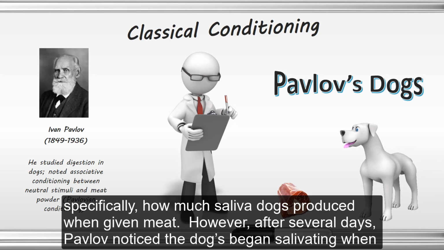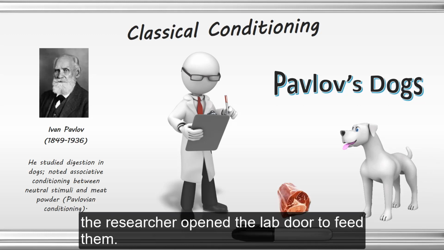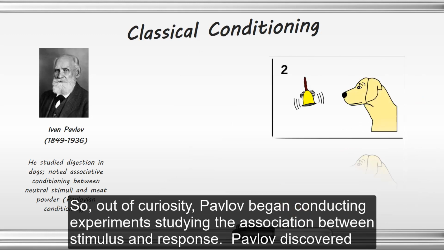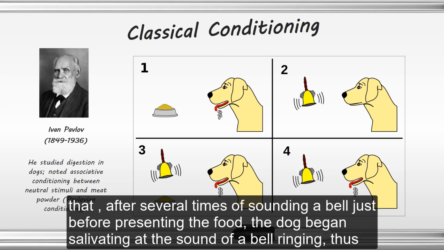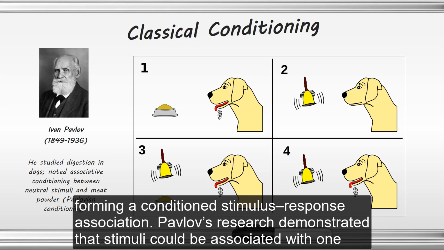However, after several days, Pavlov noticed the dogs began salivating when the researcher opened the lab door to feed them. So, out of curiosity, Pavlov began conducting experiments studying the association between stimulus and response. Pavlov discovered that after several times of sounding a bell just before presenting the food, the dog began salivating at the sound of a bell ringing, thus forming a conditioned stimulus-response association.